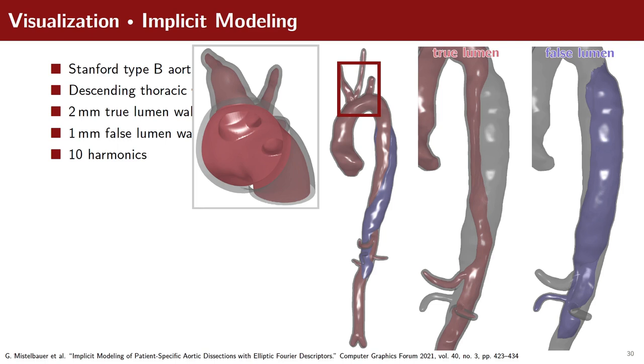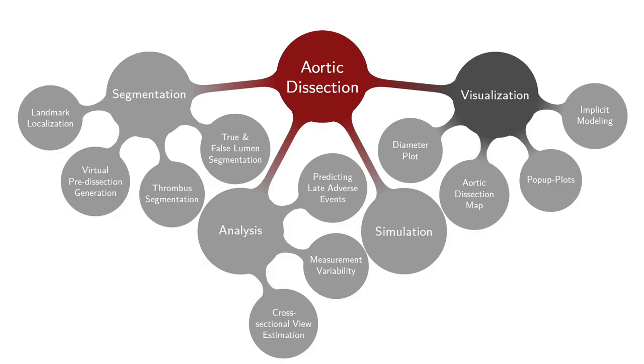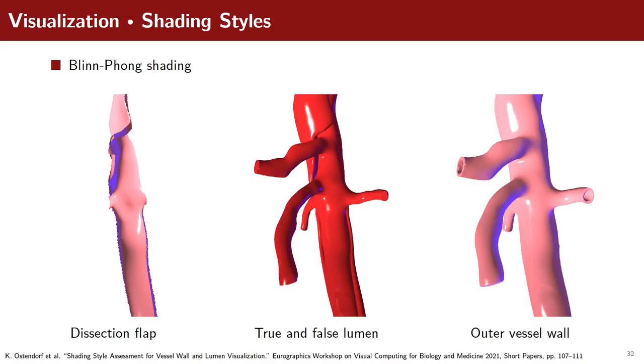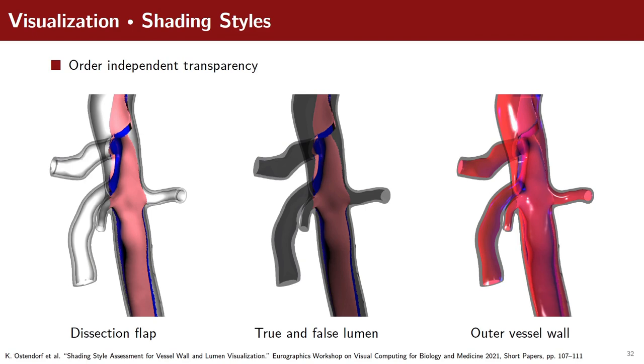This image shows the branches in the aortic arch from the inside of the aorta. Here we can see the true lumen and false lumen branches are properly connected to the corresponding lumens in the parent branch. After being able to create 3D surface models of aortic dissections, we investigated different shading styles. The surfaces of the dissection flap, the true and false lumen, and the outer vessel wall are first rendered using Blinn-Phong shading. We then use Gooch and cooked orange shading, screen space ambient occlusion, and order-independent transparency to show all surfaces together.